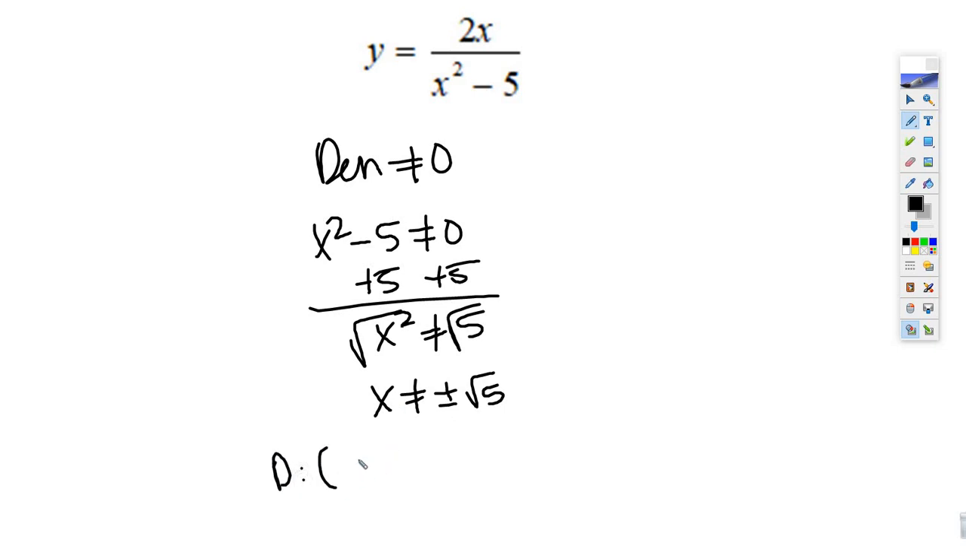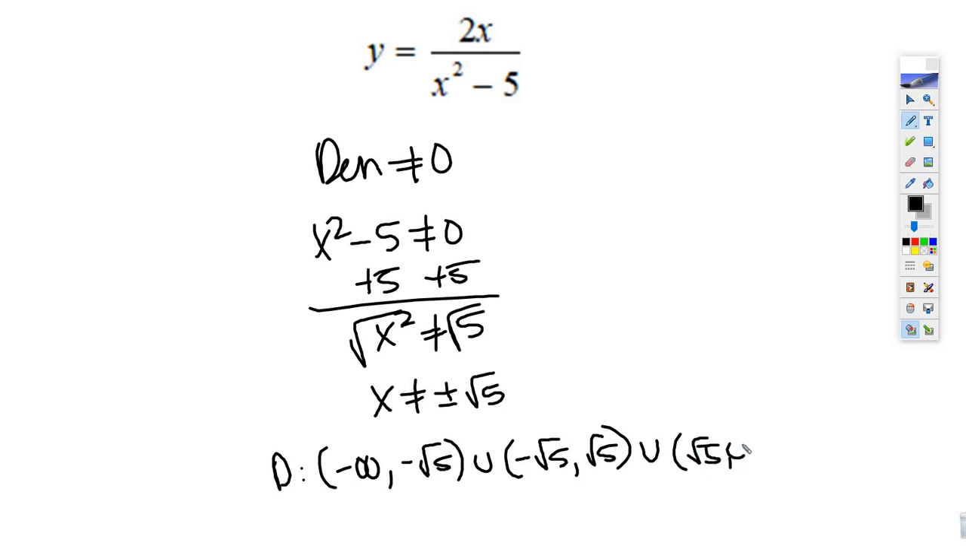So I have the domain. Anything else means negative infinity, negative square root of 5, union, negative square root of 5 to square root of 5, union, square root of 5 to positive infinity. Okay?